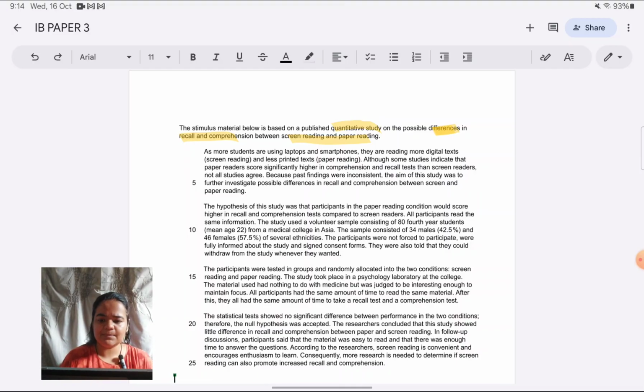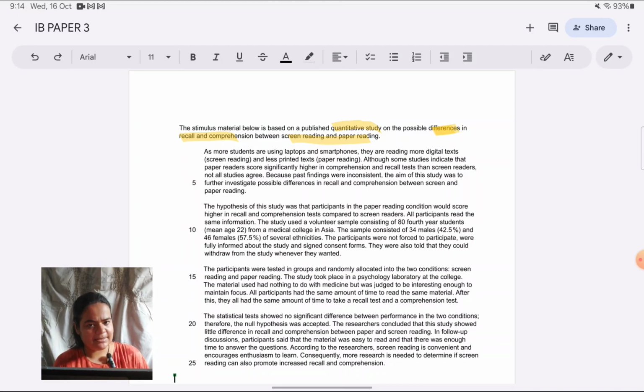Let's come to the next paragraph. As most students are using laptops and smartphones, they are reading more digital texts and less printed text. Here they're giving some rationale for the study. Although some studies indicate that paper readers score significantly higher in comprehension and recall tests than screen readers, not all studies agree. Because past findings are inconsistent, the aim of this study was to further investigate possible differences in recall and comprehension between screen and paper reading.